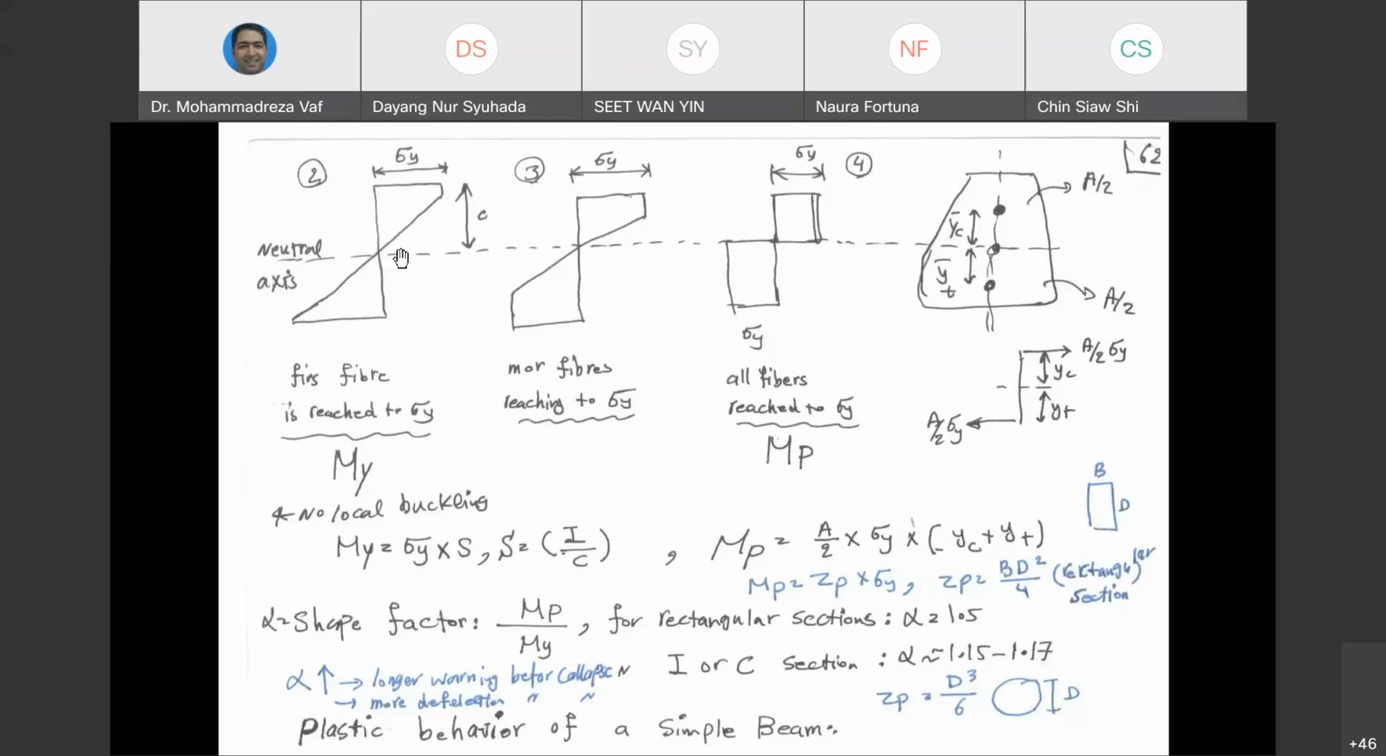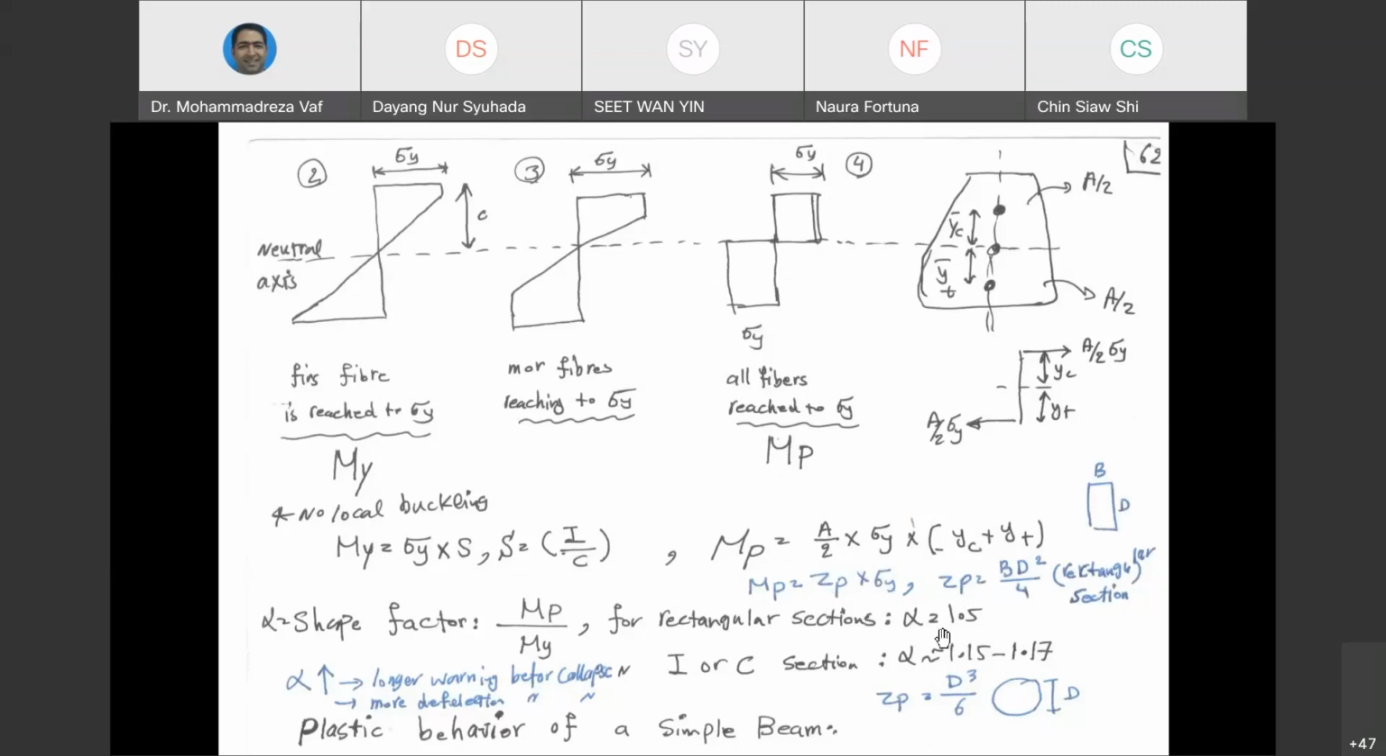Again, we said if you increase the force in the beam, more and more fibers are going to reach yield until the whole section's fibers have reached the yield stage. This is the time that we said we have reached the plastic moment, and this is the maximum bending moment that your beam can carry. At the plastic condition, all fibers have reached yield stress. If you want to calculate the plastic moment, you need to use this equation, which is Zp multiplied by sigma y, where Zp is the plastic modulus.